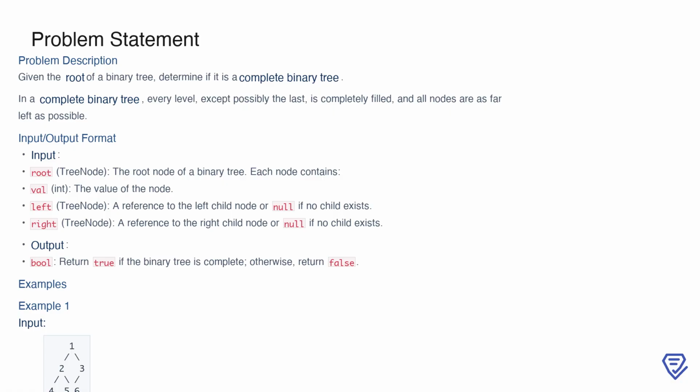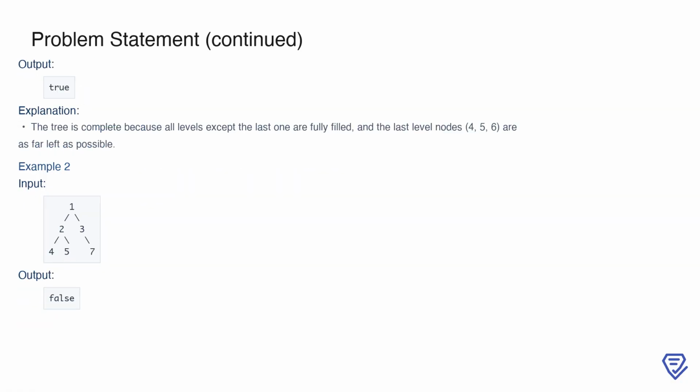To make this more concrete, let's look at an example binary tree. In the first example, the input binary tree has the structure shown, where the root node has a value of 1, with 2 children, 2 on the left and 3 on the right. Node 2, in turn, has 2 children, 4 and 5, while node 3 only has a left child, 6. The output for this example is true because this tree satisfies the conditions for completeness. All levels except the last are fully filled, and on the last level, nodes 4, 5, and 6 are positioned as far left as possible.